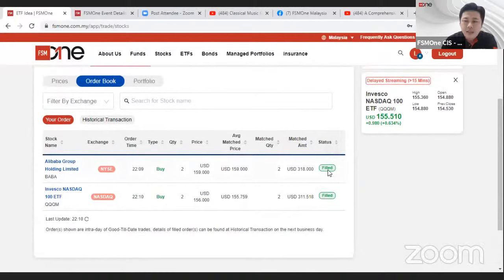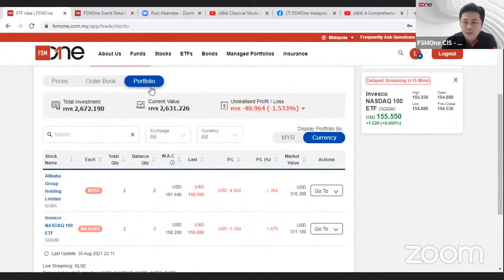If the order status turns to filled, it means both orders are already successfully filled, successfully transacted. For Alibaba it is transacted at 159, and for this particular ETF QQQM it is transacted at 155.759. So it will give you an average fill price; even though I key in 156, it will help me match based on the best market price. Once both transactions are filled, I'm able to check in my portfolio.